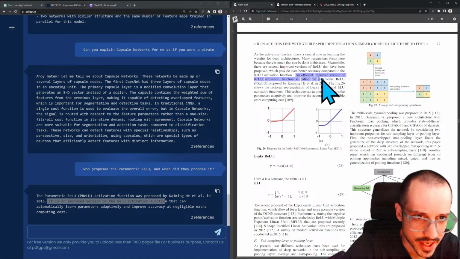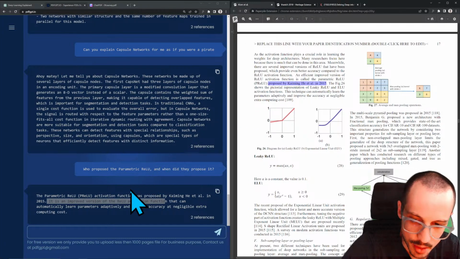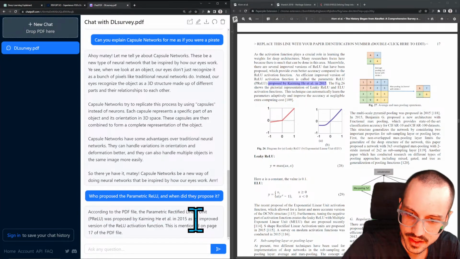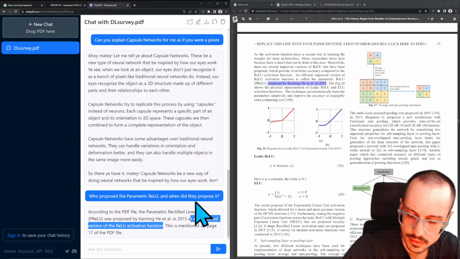And the way that this PDF says it, they start with that sentence, an efficient improved version of the ReLU activation function, and then they give you the date. So interesting how both of these GPTs here kind of had the same thing, where they give you the date and then they give you the sentence before the date, but in a slightly different format.